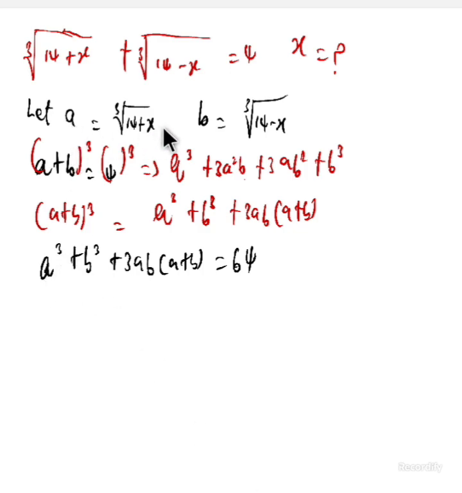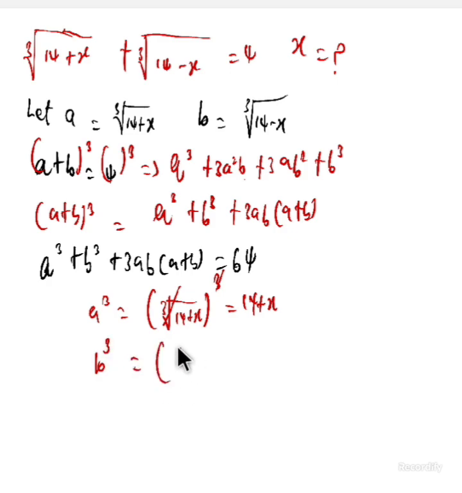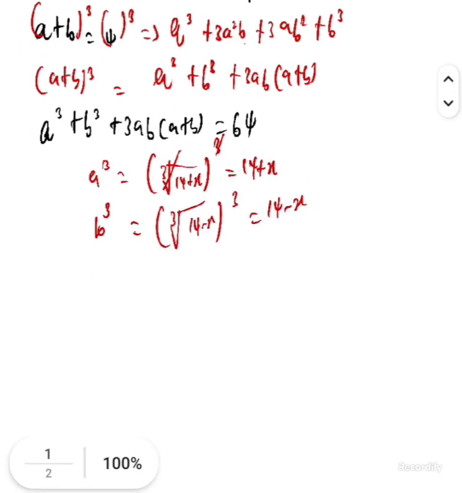So what is a cube? Remember that a is cube root of 14 plus x. So a cube is, if you raise this to the power of 3, we cancel out the cube root, so we have 14 plus x. And the same thing with b raised to the power of 3: cube root of 14 minus x to the third power gives us 14 minus x. So that's actually cool.